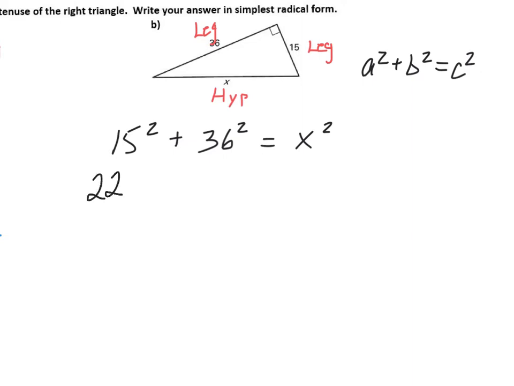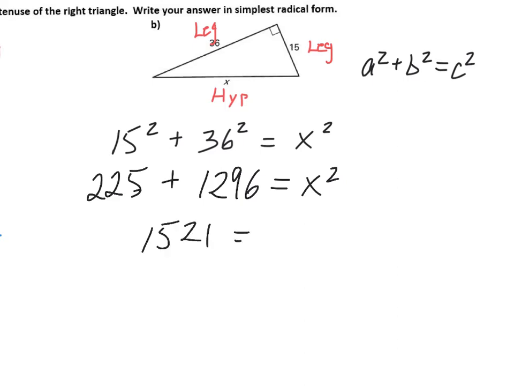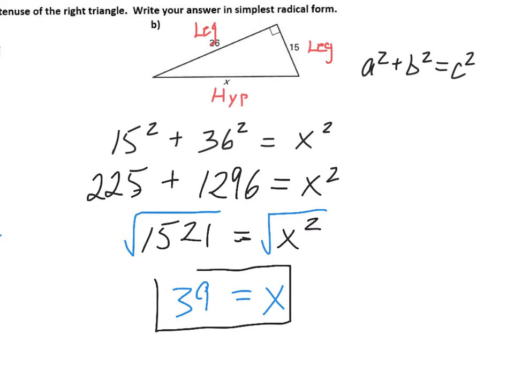So I end up with 225 plus 1,296 equals x squared. The same setup I had for the previous one. Add these two terms up, I end up with 1,521 equals x squared. And my last step is just to get x by itself. As I said, to get rid of that square, I'm just going to take the square root. Square root on both sides leaves me with x equals 39. So I end up with a perfect square in both cases, so I did not have to simplify the radical.